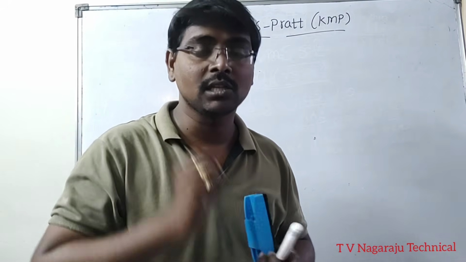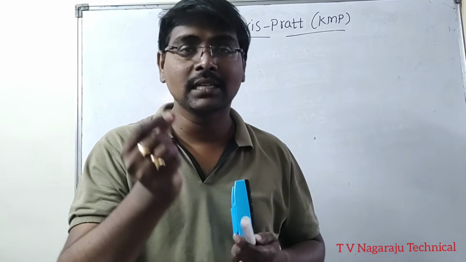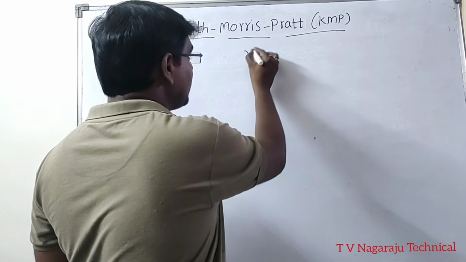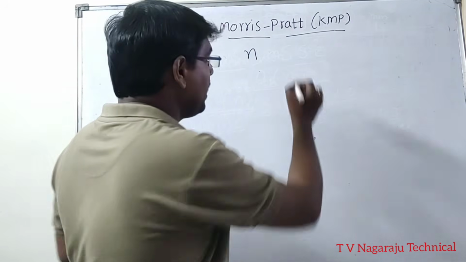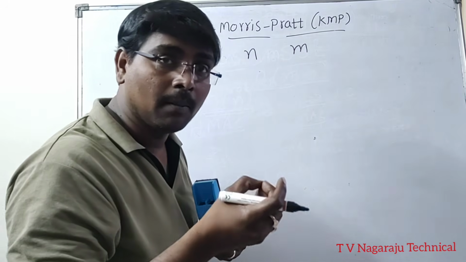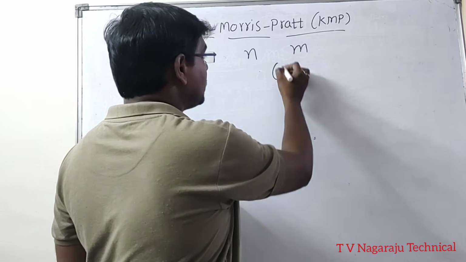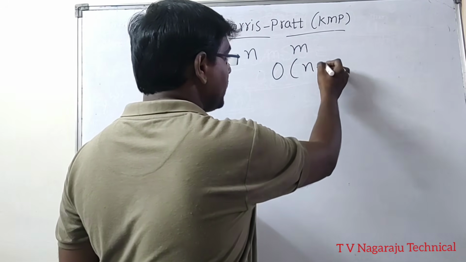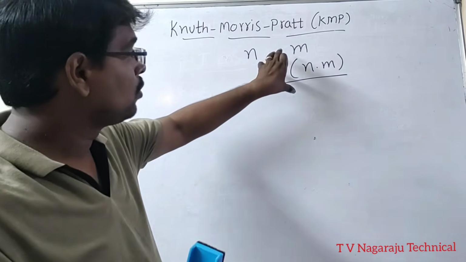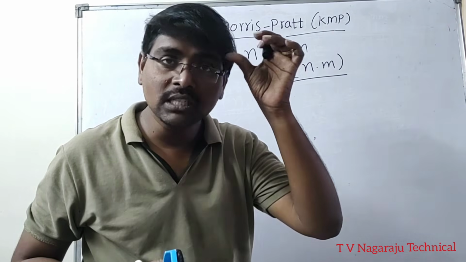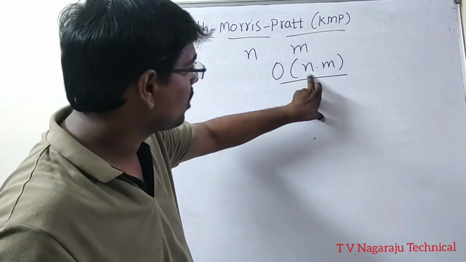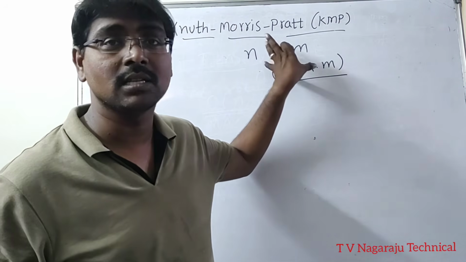For pattern matching, in the last session, we discussed the brute force approach. In this approach, assume the length of the text is n and the length of the pattern is m. What is the time complexity we achieved? We achieved a time complexity of O(n*m). And this brute force approach also uses backtracking. Because of this backtracking, the time complexity of pattern matching increases.